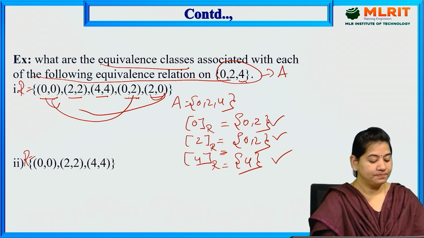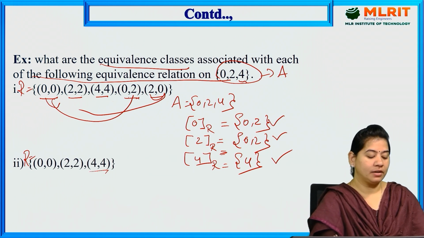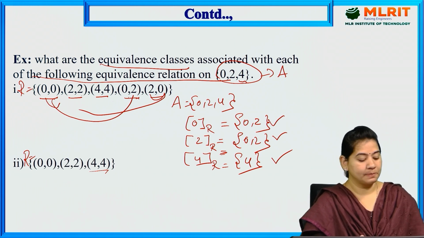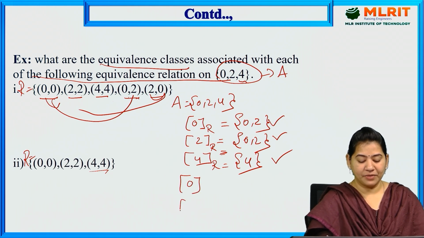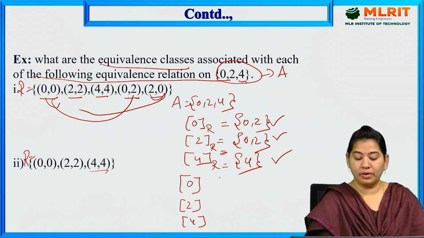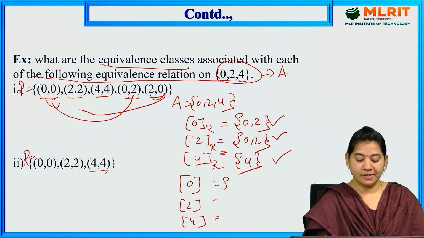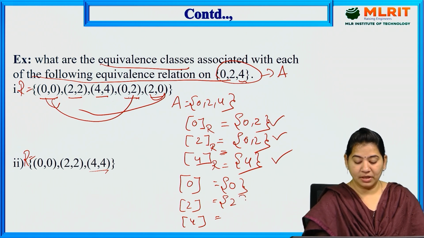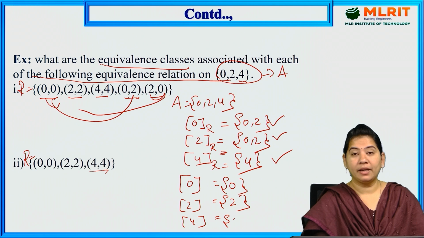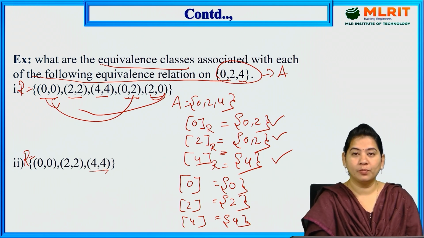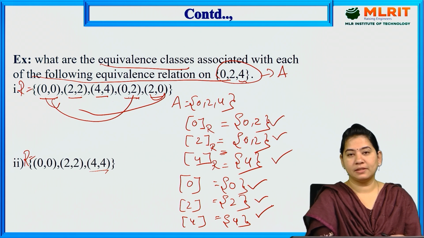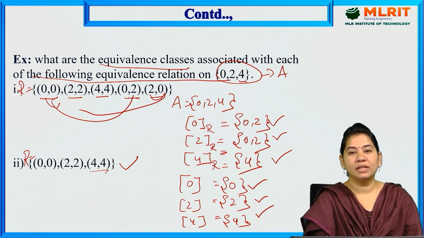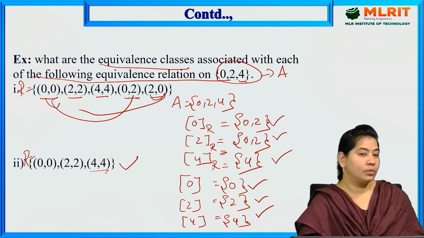Now, the next relation is on the same set but a different relation. This is an equivalence relation only, and you need to find the equivalence classes. Again the same thing, you will get the equivalence classes of 0, 2, 4. 0 is related to only 0 here and not related with any other element in the set. Similarly, 2 is related to only 2, and 4 is related to only 4. So these are the equivalence classes for this given equivalence relation. Like this, we need to find the equivalence classes based on the set A and the equivalence relation.